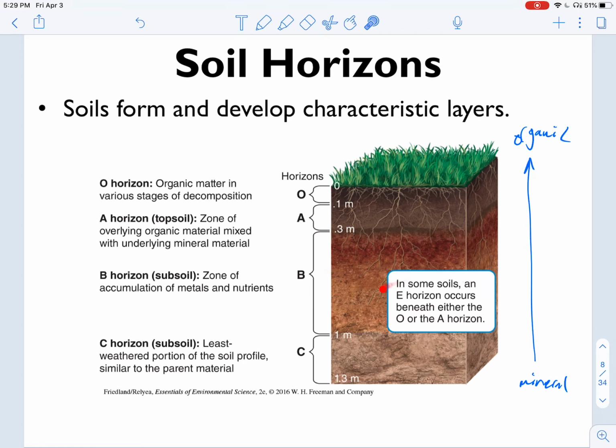Notice it says in some soils an E horizon occurs beneath either the O or the A. So sometimes we actually have another kind of variation, but these are the four basic ones we're going to be focusing on. And then the C horizon, this is the least weathered portion. It's really mostly mineral chunks, tough material, and it's similar to the parent material, or mostly similar. So as you get higher, it looks less and less like the parent rock material.